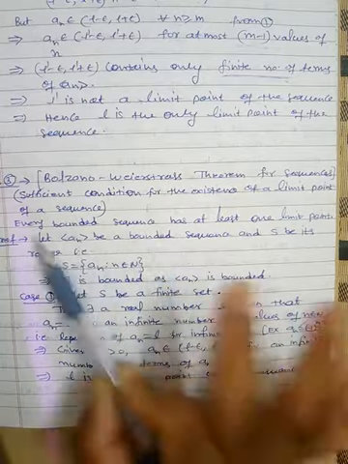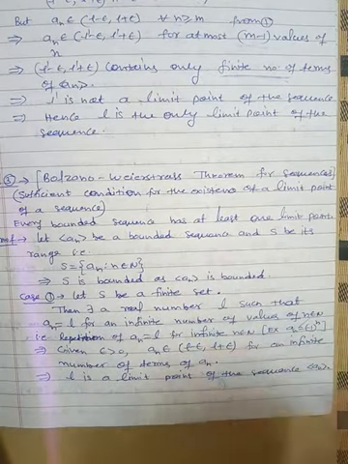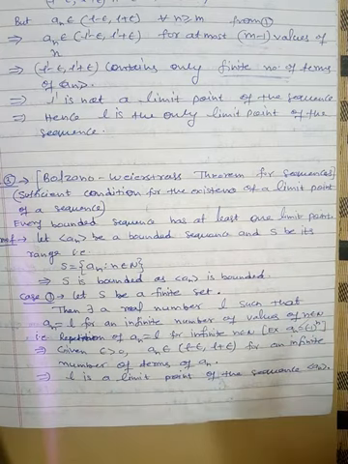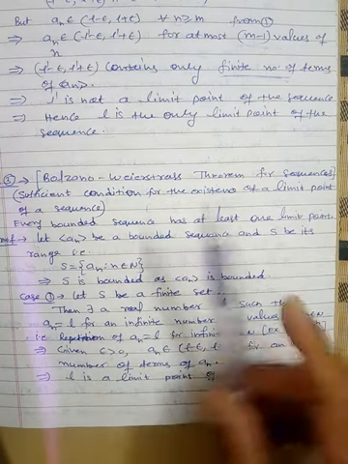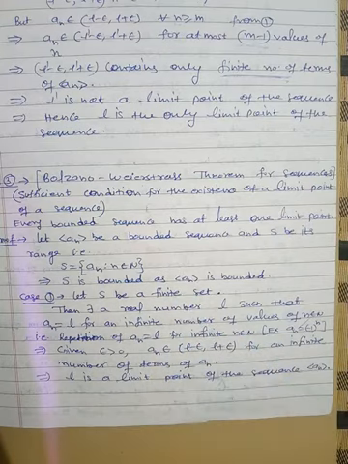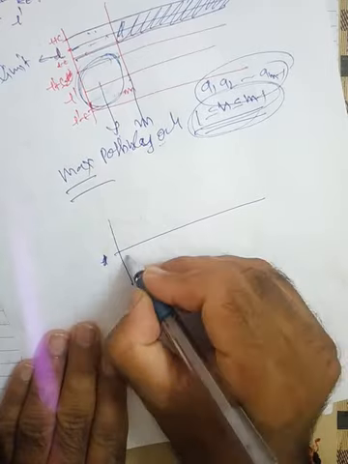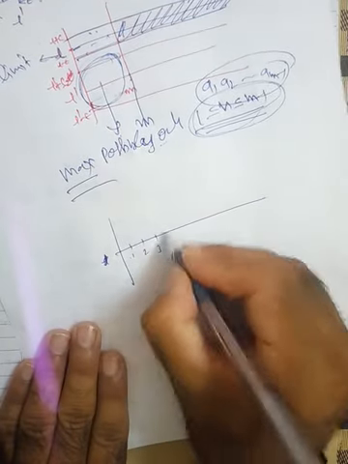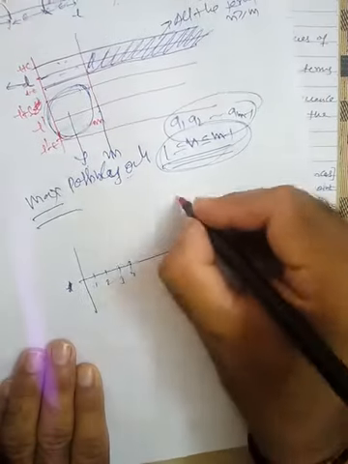So every bounded sequence has at least one limit point. So if the sequence is bounded, then definitely there will be a limit point. Fine, this is the Bolzano-Weierstrass theorem. So now you can see, if the sequence is bounded, this can be proved. If this is the sequence 1, 2, 3, 4 and so on, the sequence is bounded.